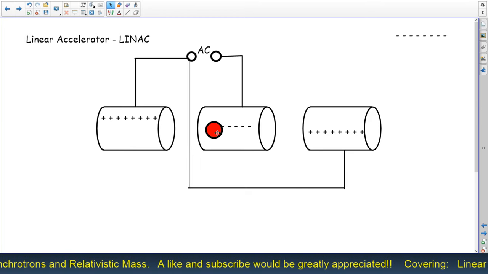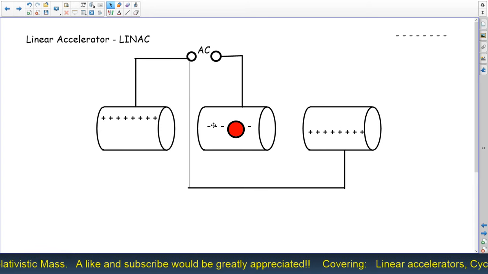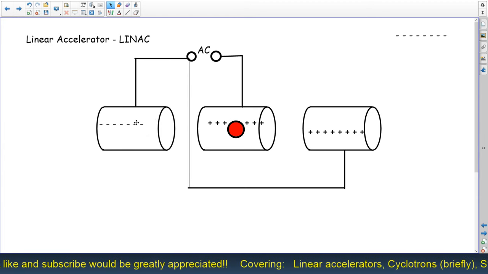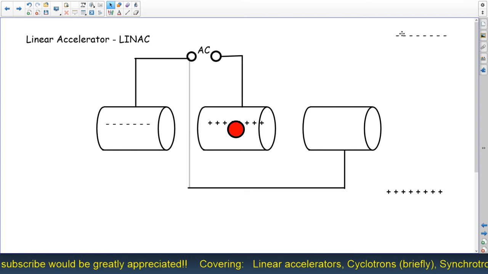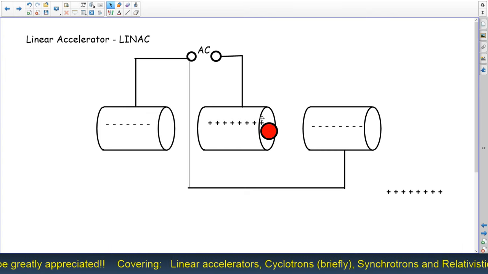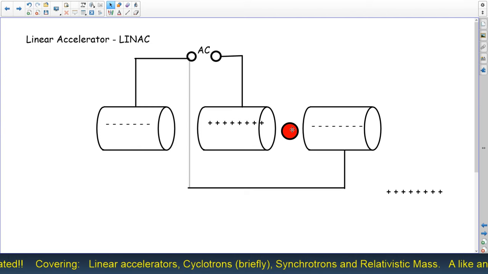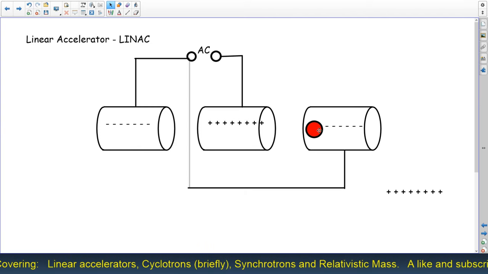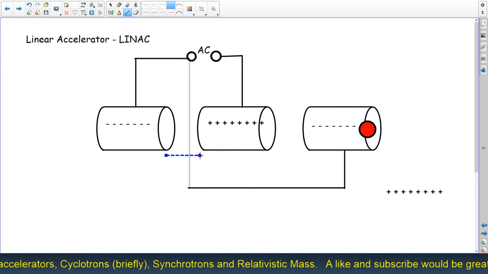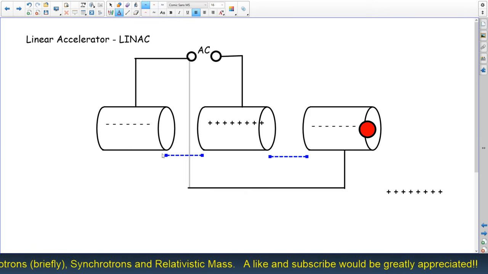Okay, then it travels inside this one, and whilst it's inside this one, the AC source changes again, which changes this one to positive, the one that's inside becomes positive, and the other two become negative. So that by the time it reaches the end, again, we have a positive charge here and a negative charge here, so it gets repelled away from this cylinder and attracted towards this cylinder. So every single time it comes out of these cylinders, we have an acceleration. And these are called acceleration gaps.